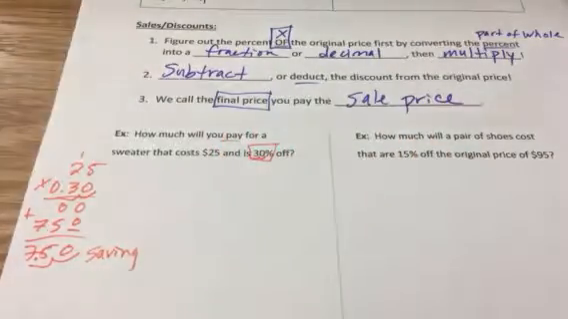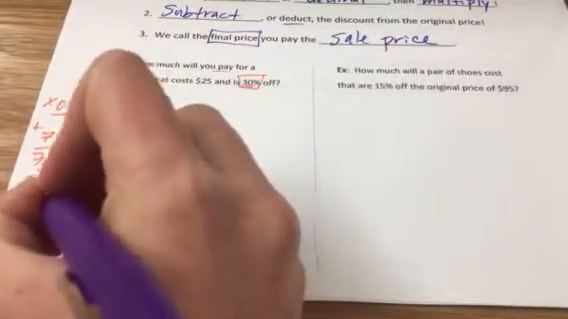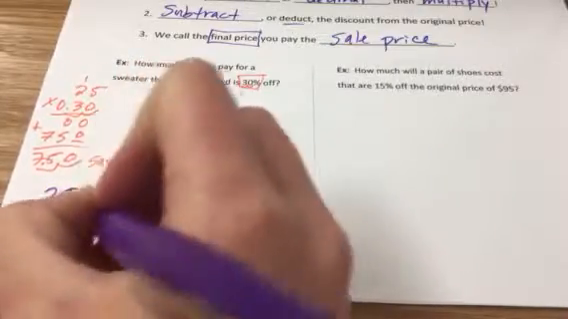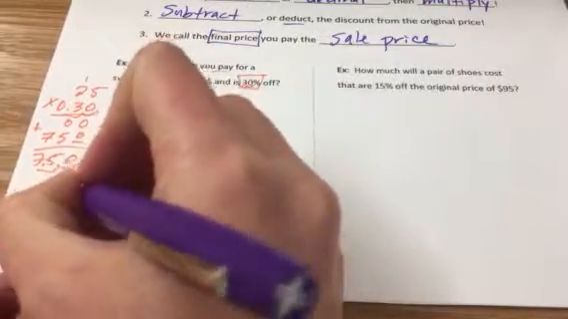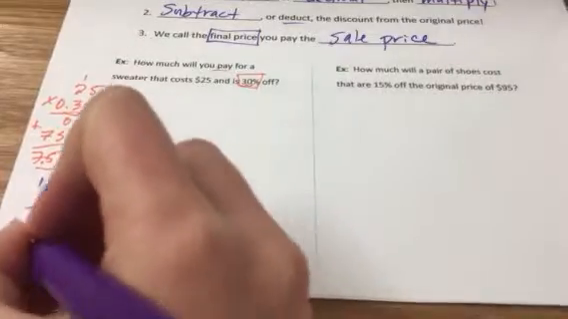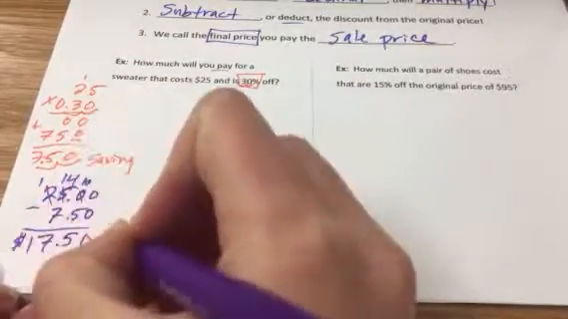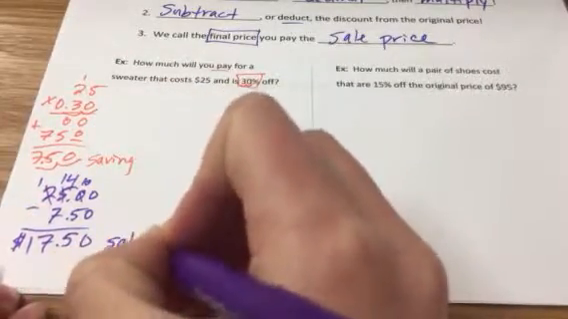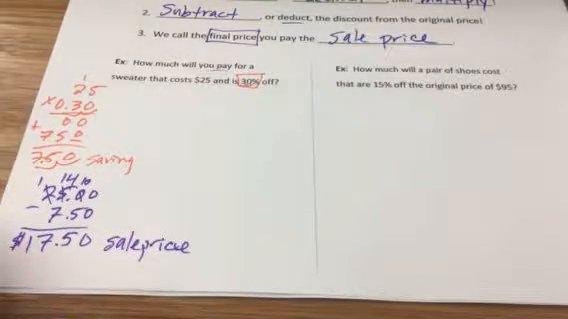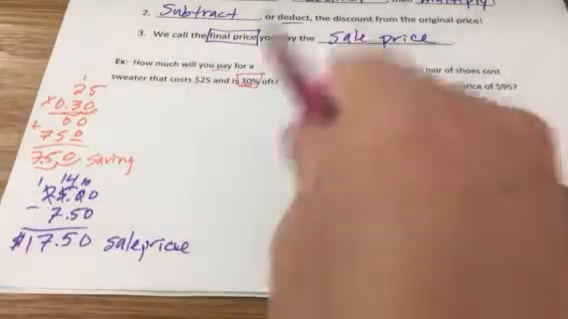So how much am I going to pay? So I want to know, what's the sale price. So the sale price is going to be what we, taking this away from the original price. So it's going to be $25 minus the $7.50. $17.50 is your sale price. Very nice.